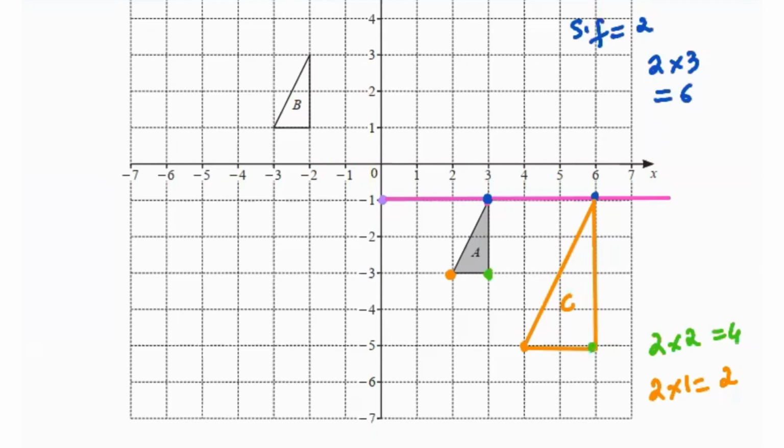And to make sure that it's correct, what we can do is draw lines from the center of enlargement towards corresponding points. So this has to pass through all these 3 points, and this line also has to pass through all these 3 points. Since all these 3 lines pass through the center of enlargement and the corresponding points on both shapes, that means this enlarged shape is correct.